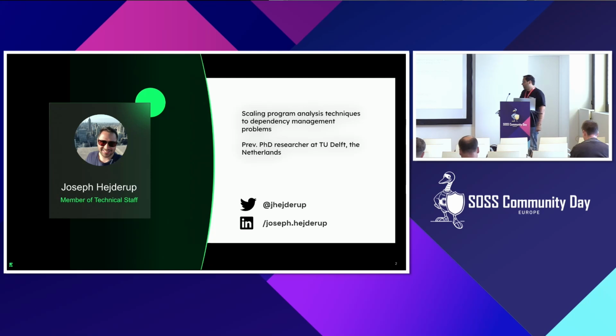So a little bit about myself. My name is Hejderup. For the last, I think around 6-7 years, I have been working on scaling program analysis techniques to try to solve dependency management problems. In my previous life, before I started as a member of the technical staff at Endor Labs, I was a PhD researcher at TU Delft, the Netherlands, where I investigated, for example, building call graphs to study the Rust ecosystem and trying to figure out how to do dependency updates using static analysis.